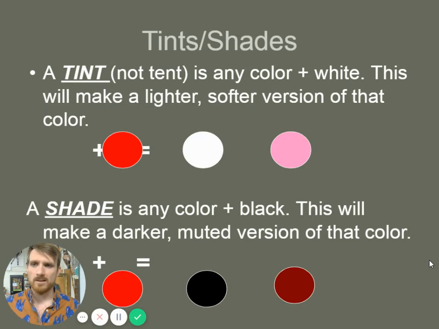So speaking of whites and blacks, if we mix white with any color, it creates a thing called a tint, and a tint is a softer or lighter version of that color. Red plus white gives us pink, and so pink is a tint of red. On the opposite end, a shade is any color plus black, and so red plus black makes a shade of red, like a magenta or maroon color.